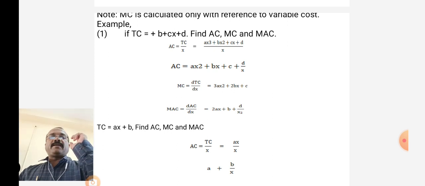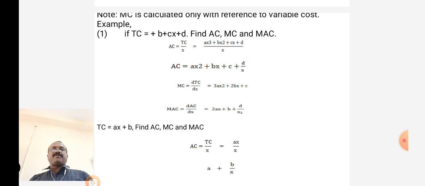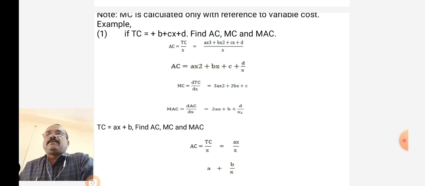When you calculate the marginal cost, how is it? Marginal cost equals dTC divided by dx, which is equal to 3ax square plus 2bx plus c. That means marginal cost is always equal to 3ax square plus 2bx plus c. This is how this function is derived, and how you find the marginal cost.